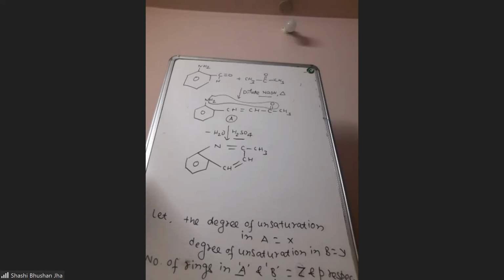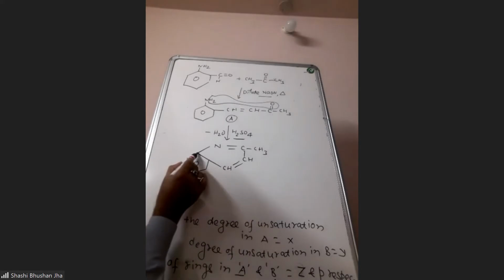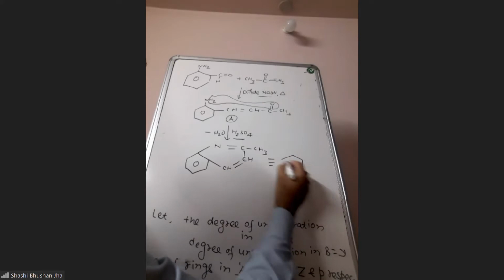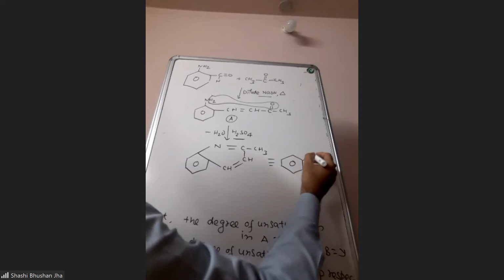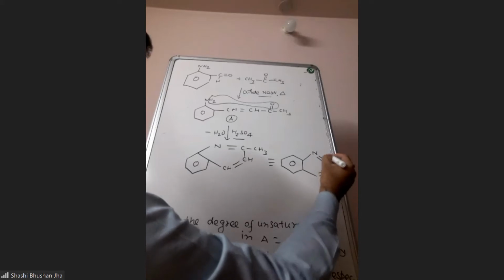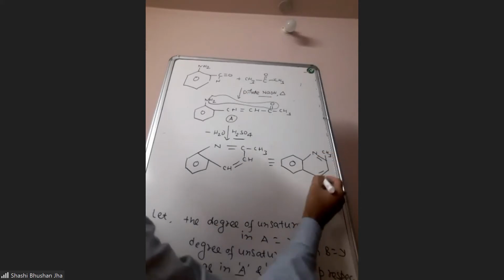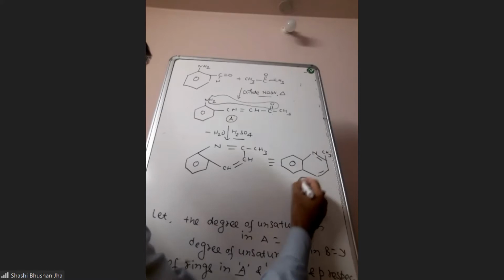So this was the product, and this is another 6-member ring: 1, 2, 3, 4, 5, 6. And at this carbon, we have one methyl group also. So this is your product B.